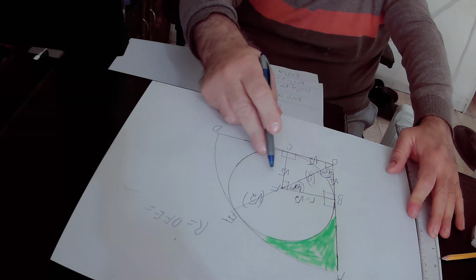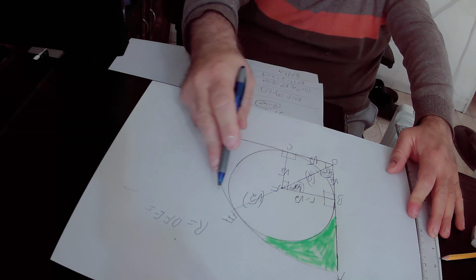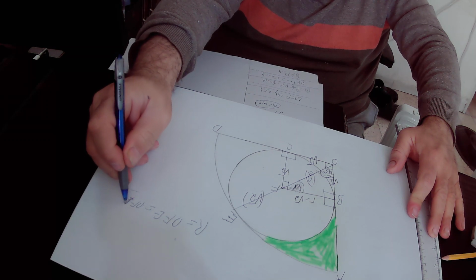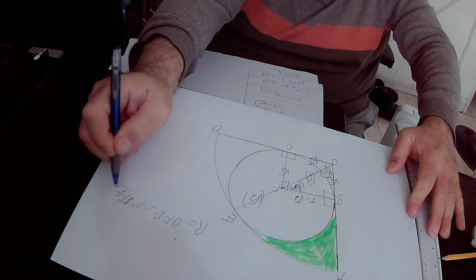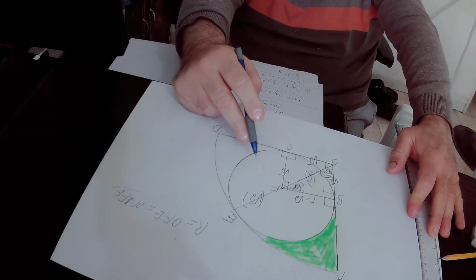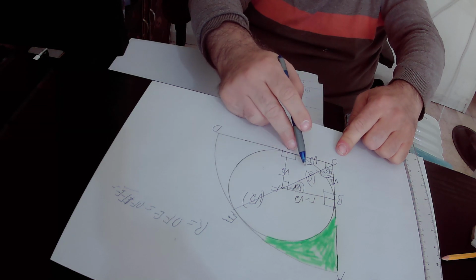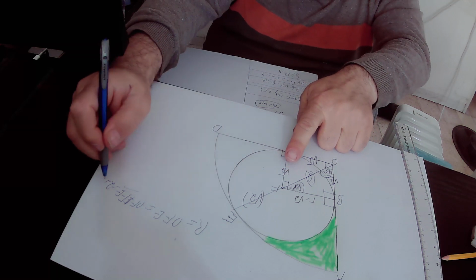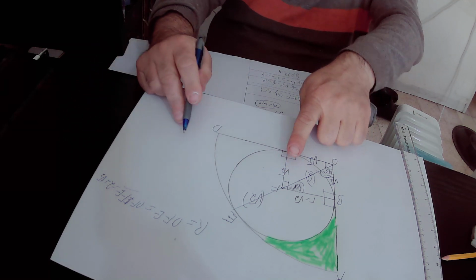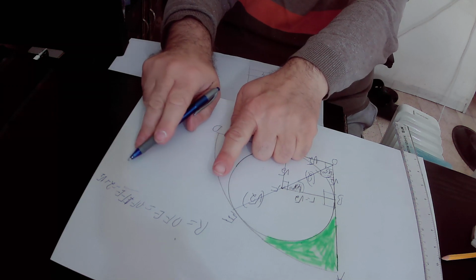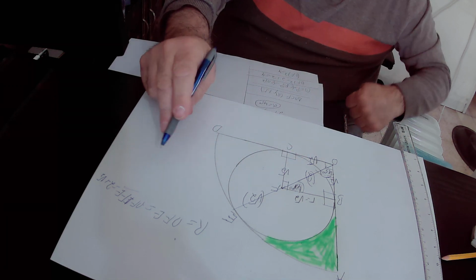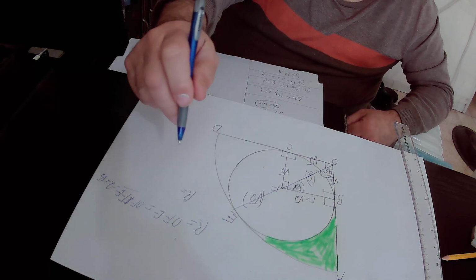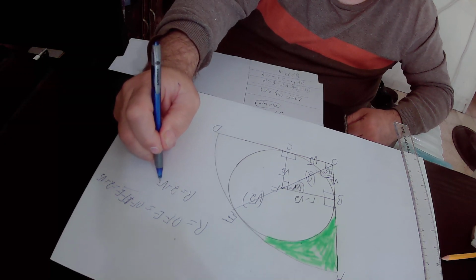The length of line segment OFE equals OF plus FE. So OFE equals OF, that is 2, plus FE, that is the square root of 2. So in total, OFE equals 2 plus the square root of 2. That is to say, the radius of this quarter circle, capital R, equals 2 plus the square root of 2 units.